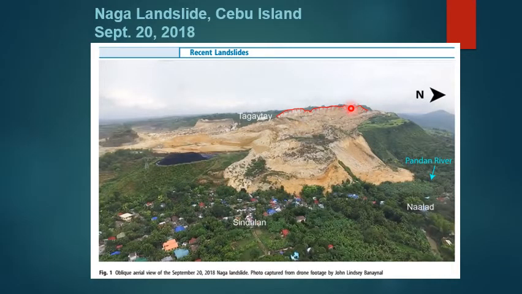The more recent landslide in the Philippines is the Naga landslide in Cebu Island. This landslide occurred on September 20, 2008, and the landslide generated 27 million cubic meters of debris. The run-out distance, or the distance traveled by the landslide, is 1.34 kilometers, and 134 people died because of this landslide. There is no apparent trigger, earthquake or rainfall, for this landslide, but progressive weakening of oversteepened slopes due to quarrying and mining may have been one of the causes.